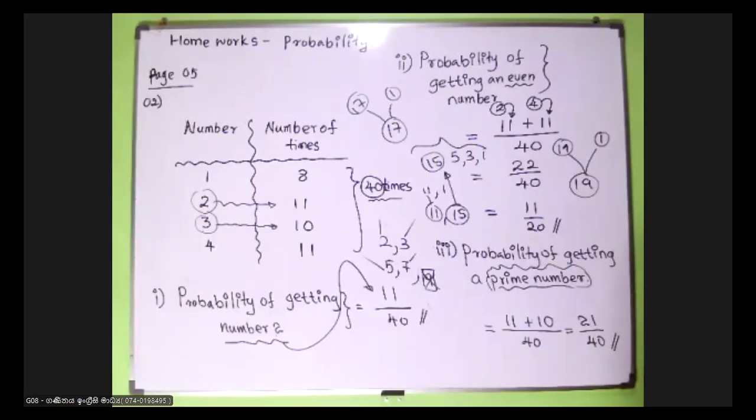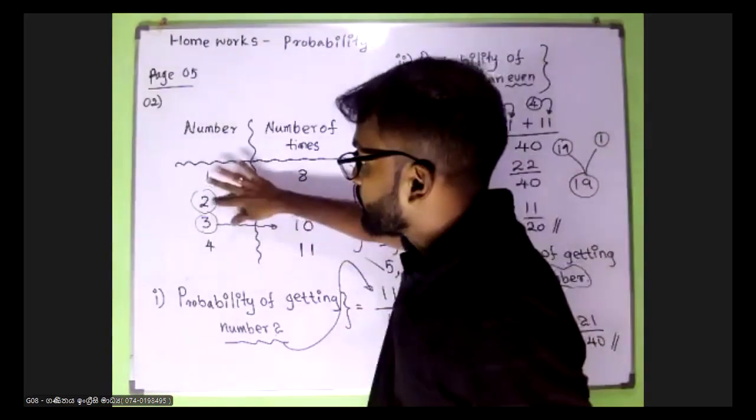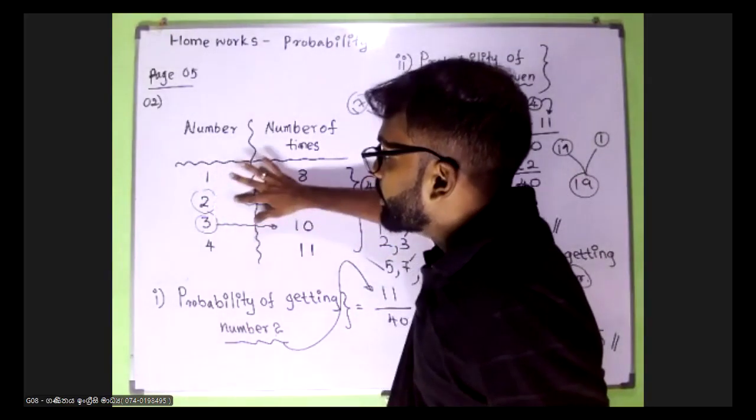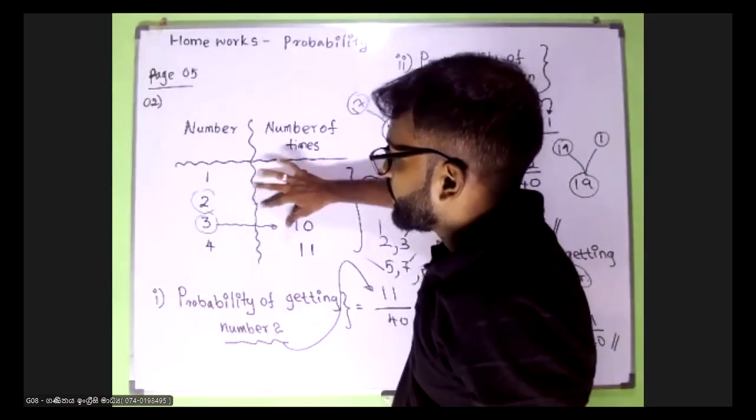The fourth one: find the experimental probability of getting a number greater than 1. So you have to find the numbers which are greater than 1 by using the number column, right? So you need to be very careful.